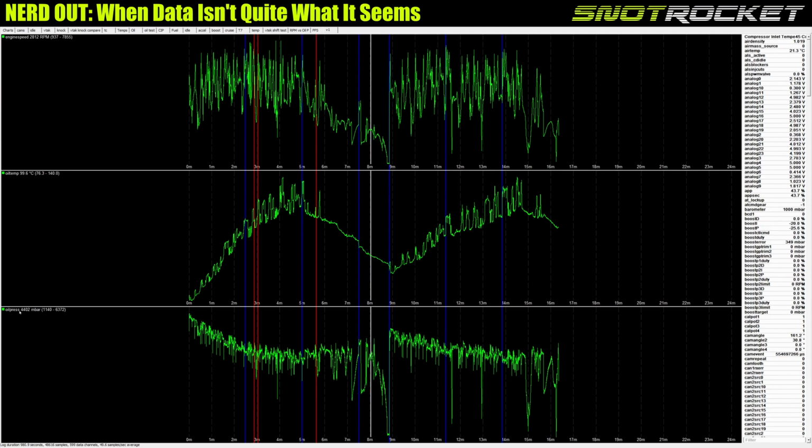And just for interest's sake, oil pressure here at the bottom, you can see that as the oil temperature goes up, the average oil pressure starts to drop as well, which is typical. As the oil thins out, the pressure drops out of the pump.